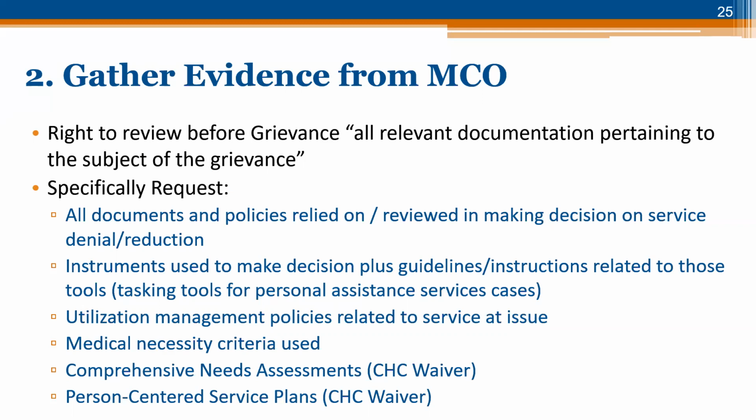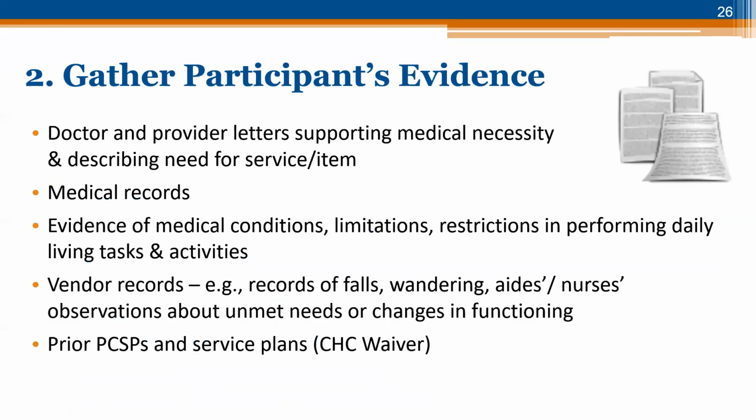You want to look at any assessments that were done of the person and their service plans if they're in Community HealthChoices. We also ask for correspondence and documentation and anything written by anyone who was reviewing the decision. And then you're going to pore through that and look for evidence that supports your case, or evidence that they just were wrong in their assessments.